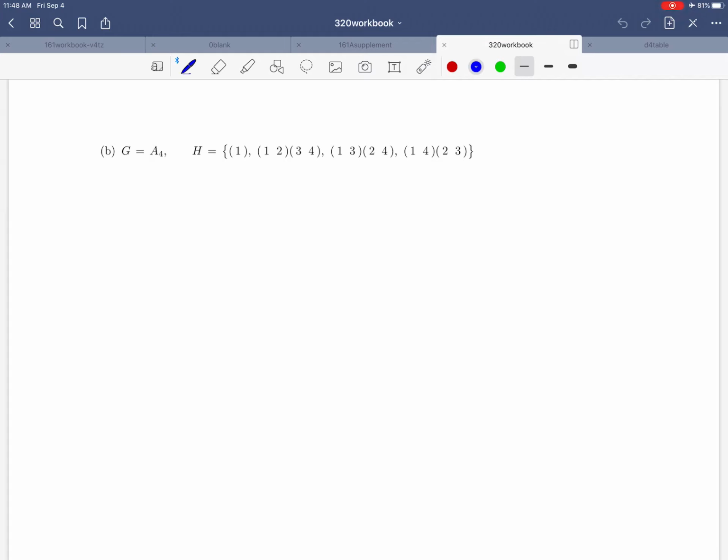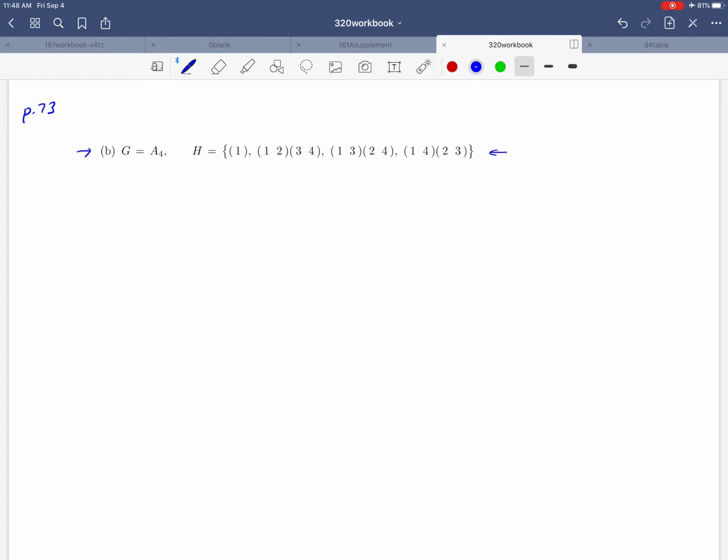Hello everybody, and welcome to part B of exercise 4. We are still looking at page 73 in the workbook. Here's another example of trying to make a Cayley table for a factor group. In this particular example, they're starting us off with the group A4 and a subgroup of A4 that has 4 elements in it.